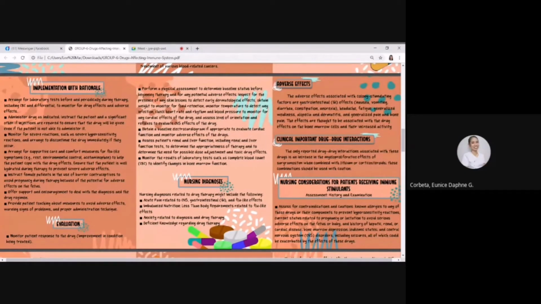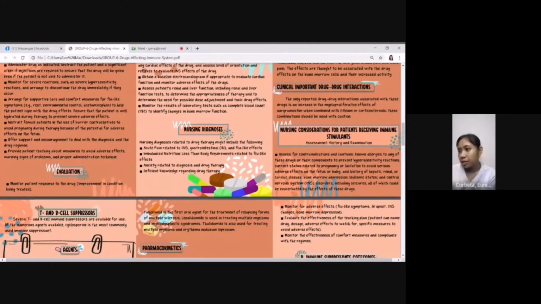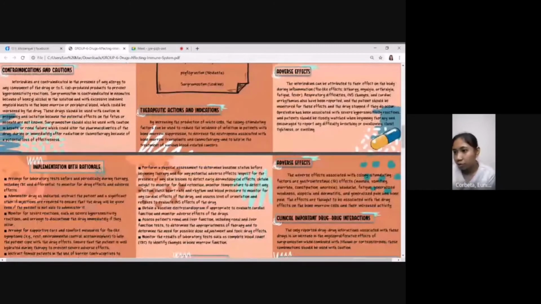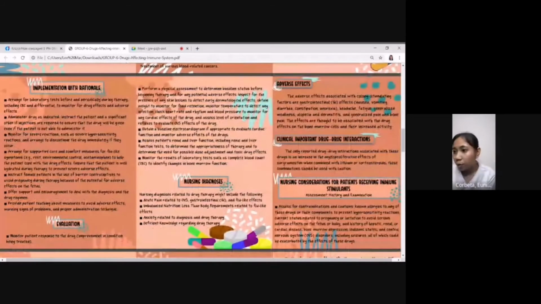The only reported drug-to-drug interactions associated with these drugs is an increase in the myeloproliferative effects of sargramostim when combined with lithium or corticosteroids. This combination should be used with caution.